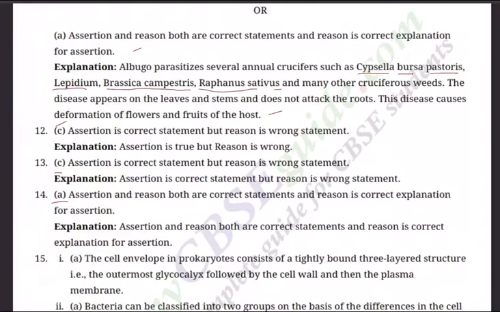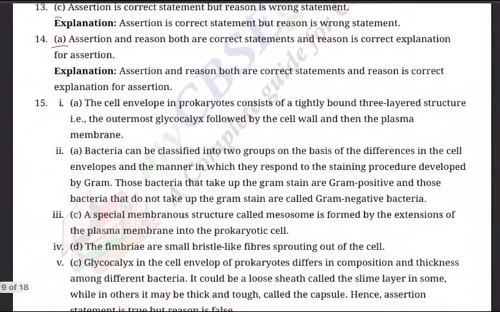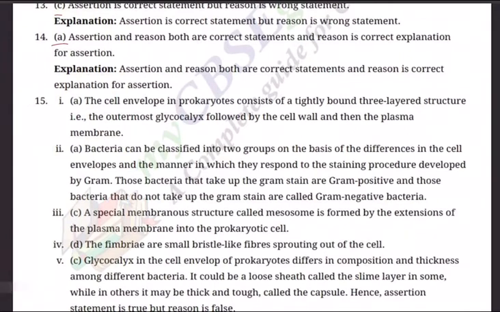Question number 14. Again, assertion, reason. The answer is A. Assertion and reason both are correct, and reason is correct explanation of assertion. The movement of air into and out of the lungs is carried out by creating pressure gradient between the lungs and the atmosphere. Correct statement. Reason: the diaphragm and specialized set of chest muscles, external and internal intercostal muscles between the ribs, help in generation of such gradients.